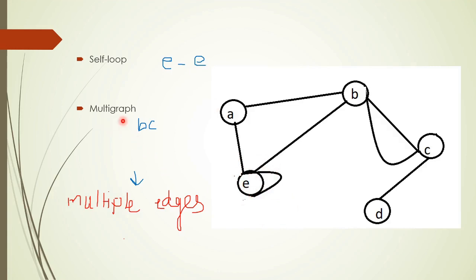When I talk about a multigraph, it is going to have multiple edges. If you see this part, between the vertices B and C, a straight edge is drawn, and another curved edge is drawn between B and C. When we have multiple edges between the same vertices, the resulting graph would be a multigraph. So here BC has multiple edges, so it constitutes a multigraph.